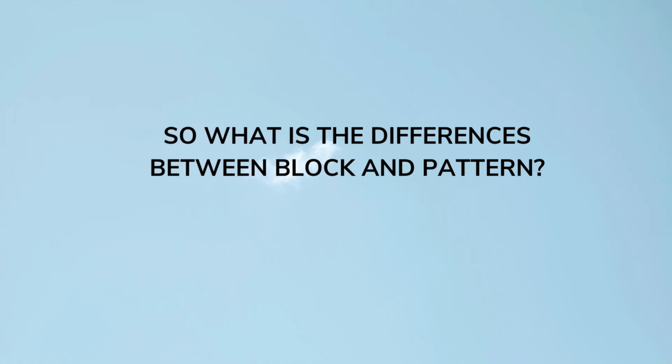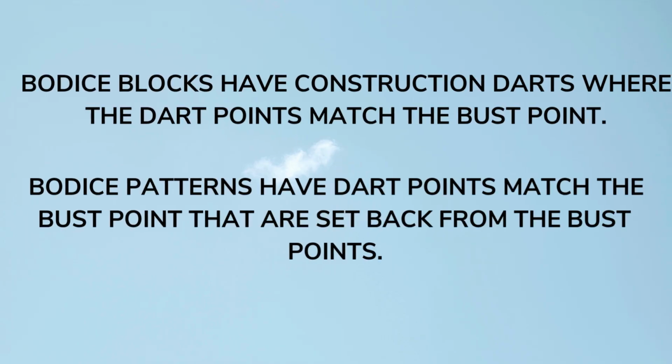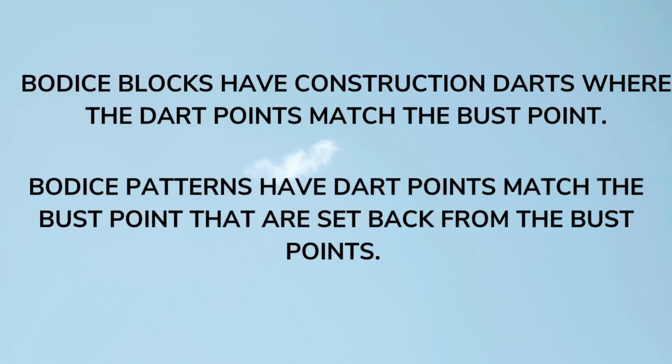So what are the differences between block and pattern? The major differences between block and patterns are in the way they treat seam allowance and bust darts. Blocks are seamless, patterns have seam allowance. Bodice blocks have construction darts where the dart points match the bust point. Bodice patterns have dart points that are set back from the bust points.